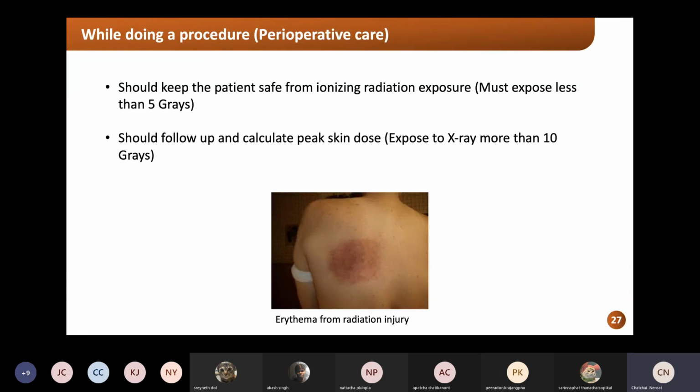And if the patient gets a strong exposure to radiation or X-ray beam, the patient has to be followed up and the peak skin dose calculated in case the patient is exposed to X-ray more than 10 grays. As you can see in this picture is the back of the patient that was exposed to radiation over 10 grays. You will see the erythema on the patient's skin.